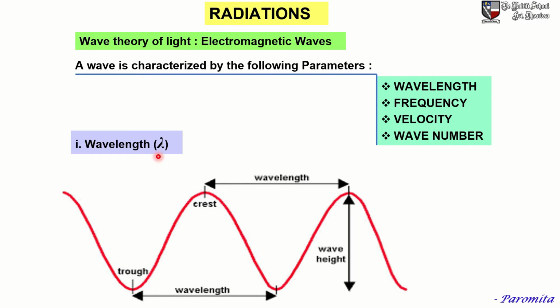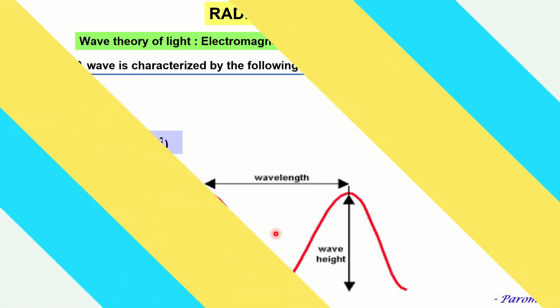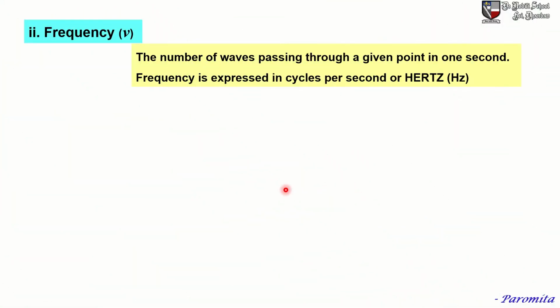Let us first discuss wavelength. Consider a wave profile as shown in this figure. The distance between two consecutive crests or two consecutive troughs is termed wavelength. It is measured in centimeter or in angstrom. We know that 1 angstrom is equal to 10 to the power minus 8 centimeter or 10 to the power minus 10 meter.